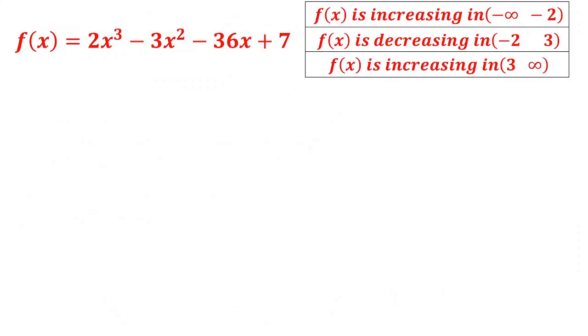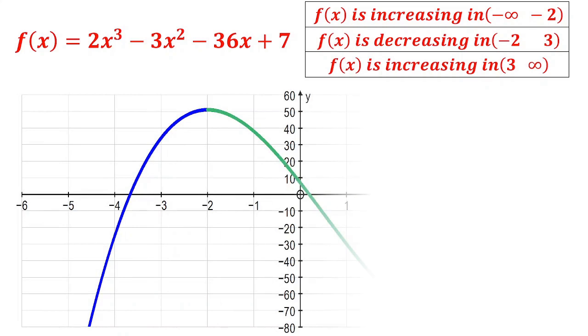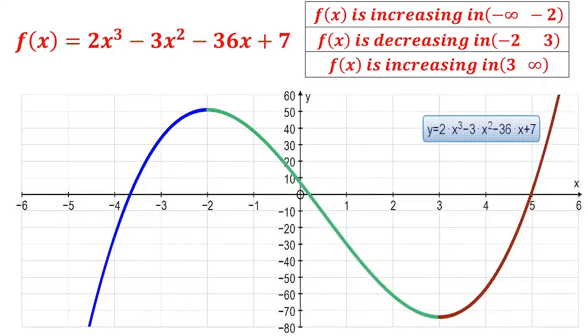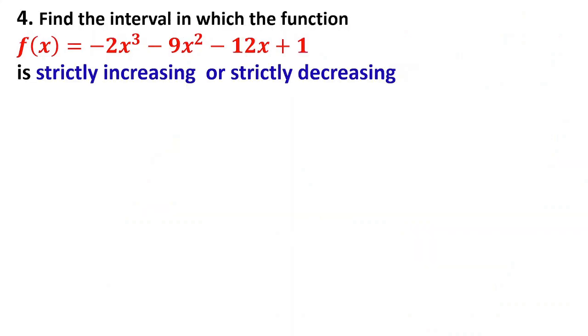Therefore in a nutshell we will put it all together. Increasing from minus infinity to minus 2, decreasing from minus 2 to 3, increasing from 3 to infinity. Now I am showing you the graph in a better way. Up to minus 2 it is going up, from minus 2 to 3 it is coming down, and from 3 to infinity it is going up. It is a cubic polynomial. Let us go to another question.